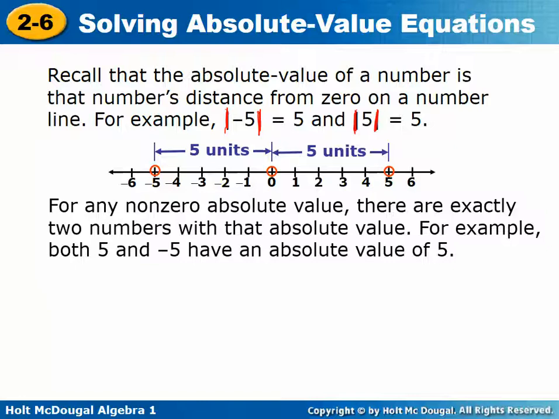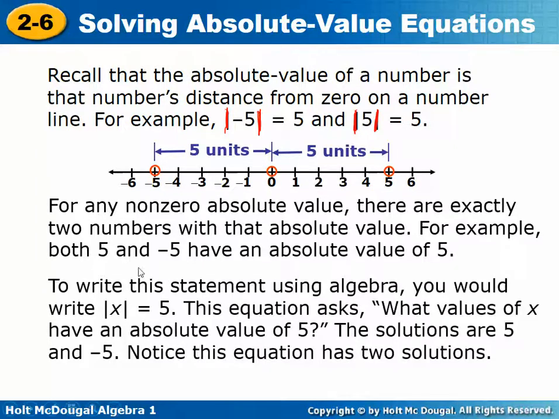For any non-zero absolute value, there are exactly two numbers with that absolute value. So 5 could be the absolute value of 5 to get that number, or the absolute value of -5 to get that number. So using algebra, we write the absolute value of x equals 5, and then there's two solutions for that. Most of the problems that you're going to do with absolute values will have two solutions.